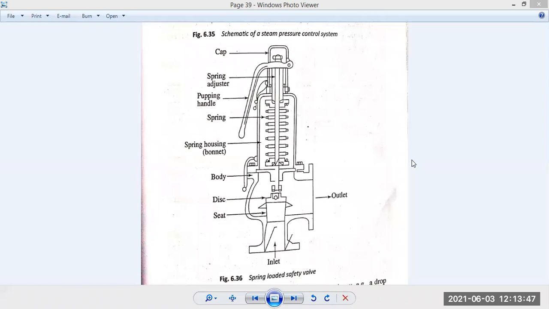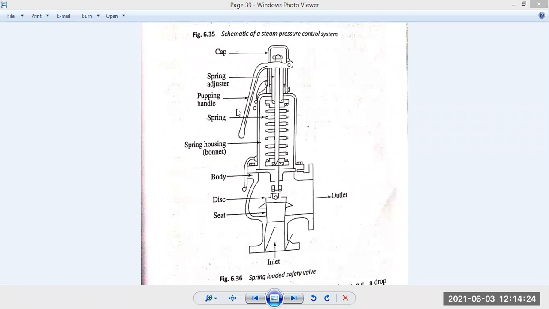This is the systematic pressure control system. This is the inlet, where your steam will come in. The seat is there, sealing and preventing the flow. And this is the outlet. If this seat is properly fixed over it, it will prevent the steam from going out to the outlet. This seat is controlled by the spring and spring housing. This is the spring, and the spring adjuster is there. You have to move it.